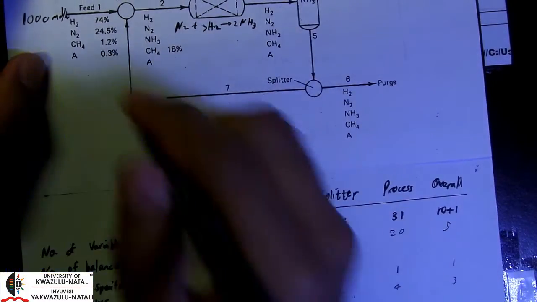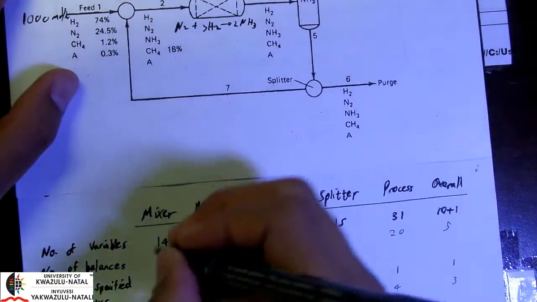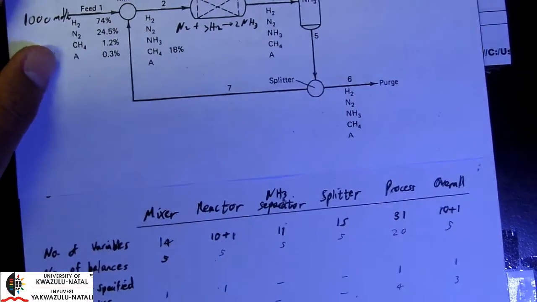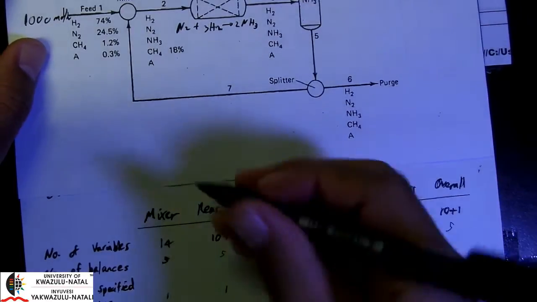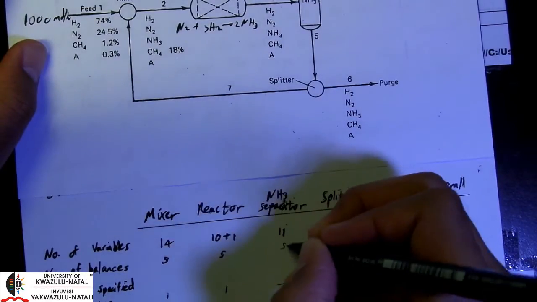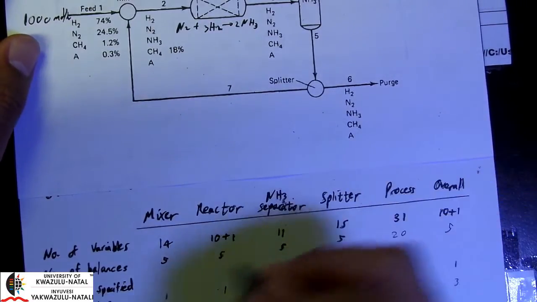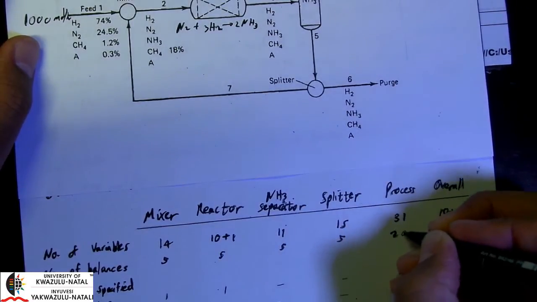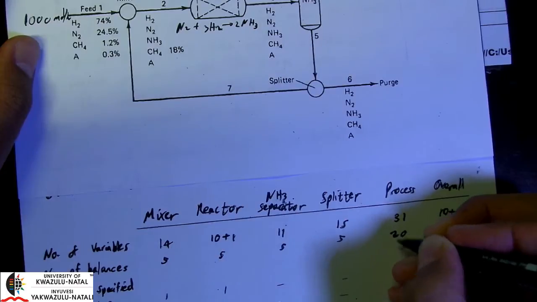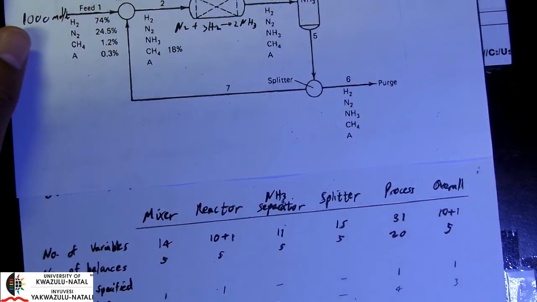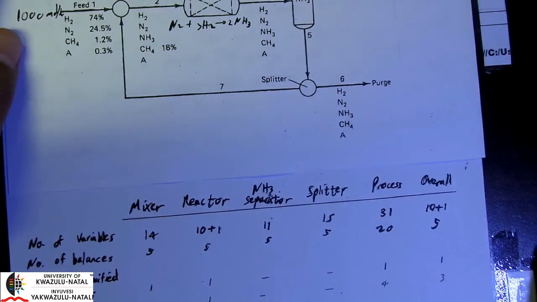In terms of our balances, we have a maximum of 5 components. So we're doing species balances here, so we're counting the number of different species. 5 for the reactor as well as the separator and the splitter. And that will give us a total balance of 20 for the entire process. And of course 5 for our overall balance.